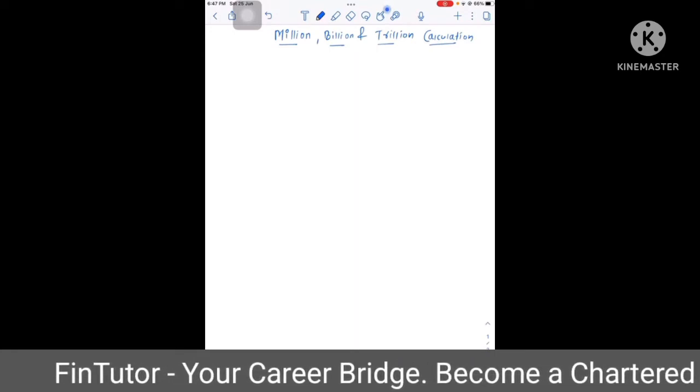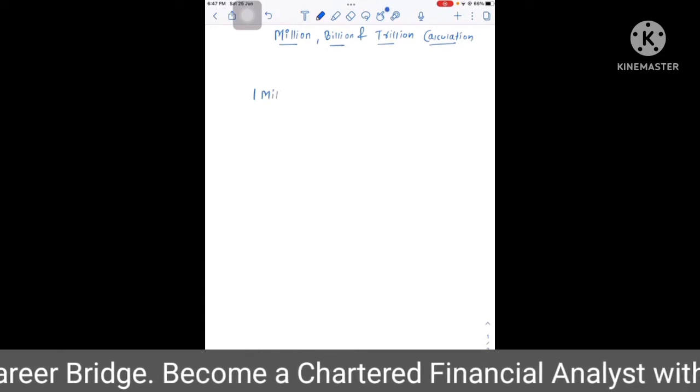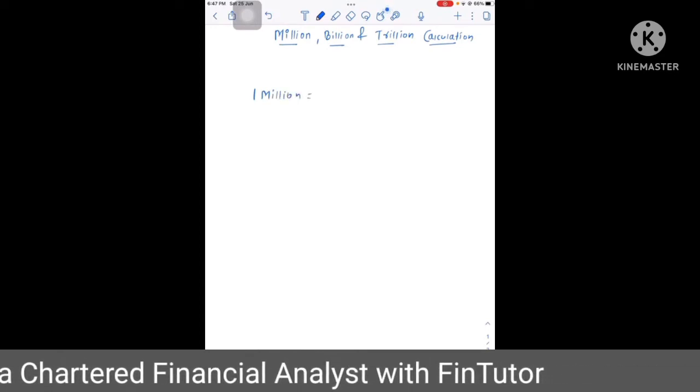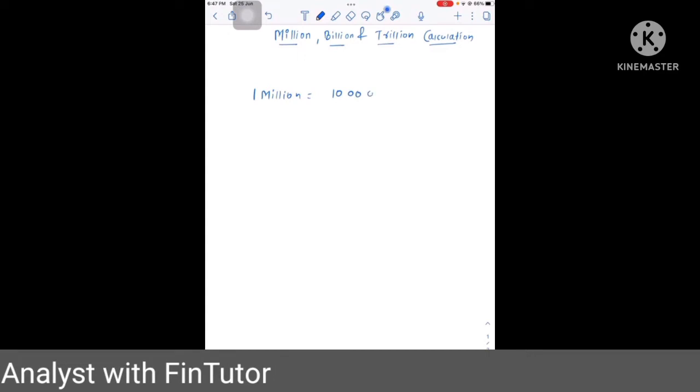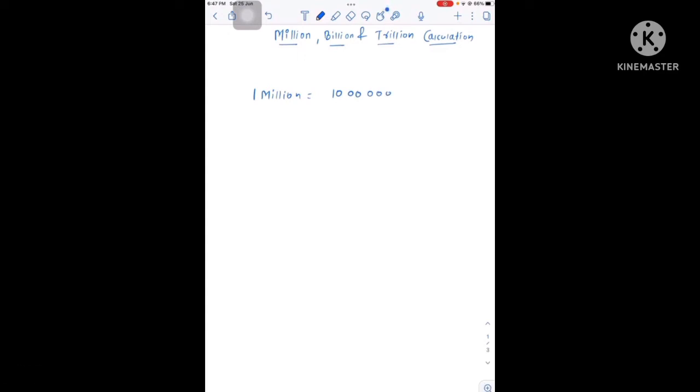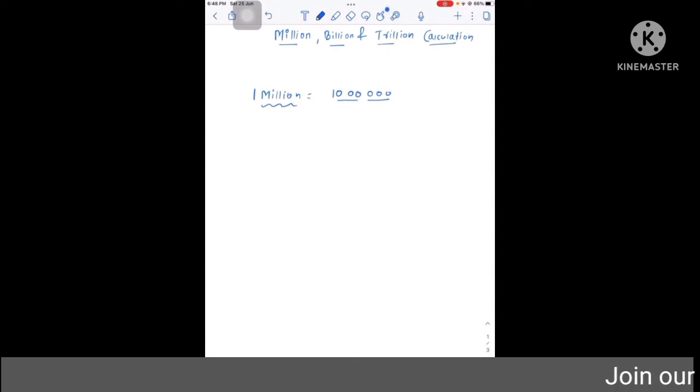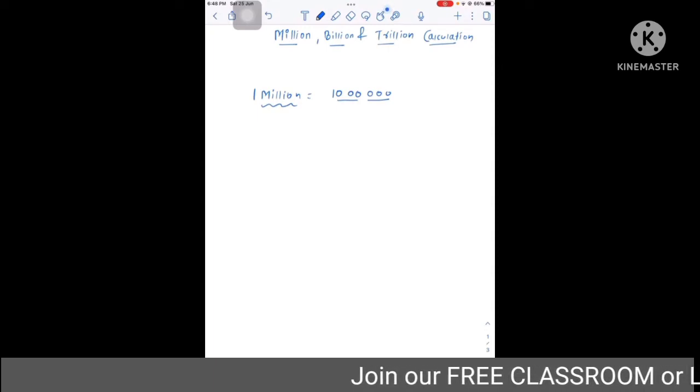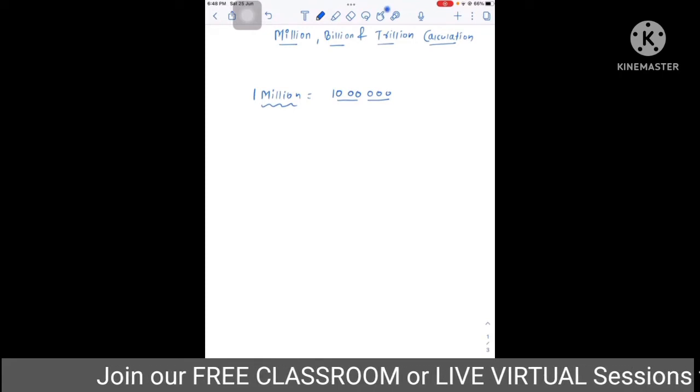So 1 million equals 10 lakhs. You can note down that in 10 lakhs we have a total of 6 zeros. So a million figure includes a total of 6 zeros: 3 zeros and these 3 zeros. You need to remember this. A million figure includes a total of 6 zeros. So 1 million equals 10 lakhs and it will have a total of 6 zeros.